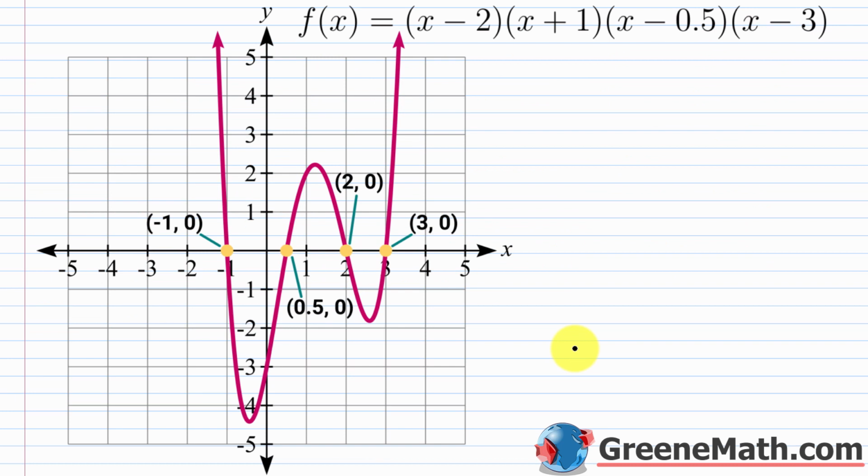All right, so coming down to the graph, I'll give you a quick visual explanation of what I just read. You have something like f of x equals the quantity x minus 2 times the quantity x plus 1 times the quantity x minus 0.5 times the quantity x minus 3.